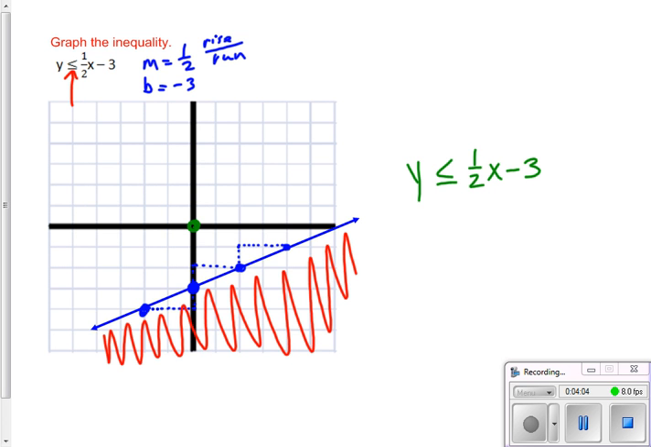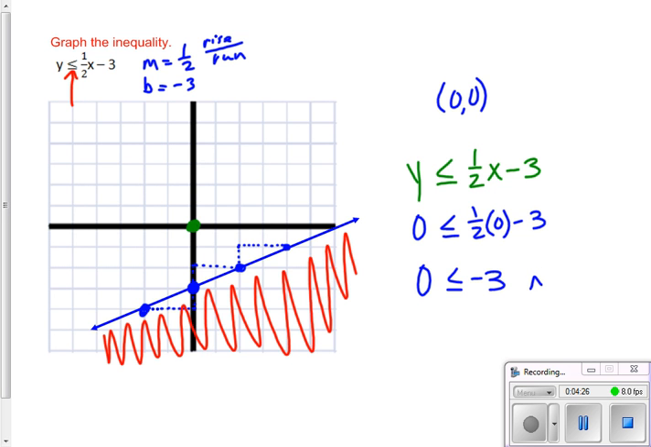So I'm going to use 0, 0 as mentioned. I'm going to put 0, 0 into this equation here. So I put in 0 for y, less than or equal to 1/2, 0 for x minus 3. I would have 0 is less than or equal to -3. This here, 0 is not less than or equal to -3. Not true. So if this is not true, I don't shade the area where I have it filled in.